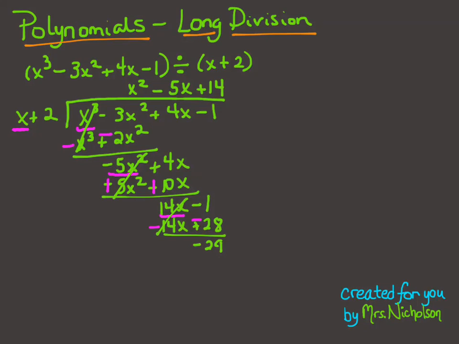And so I'm going to write it as a fraction plus negative 29 over x plus 2, which was what I was dividing by in this problem. And that's our final answer.